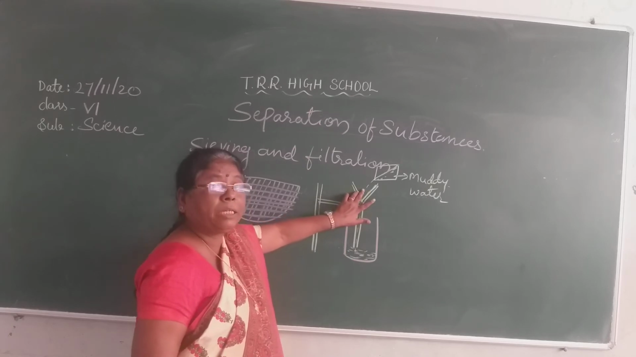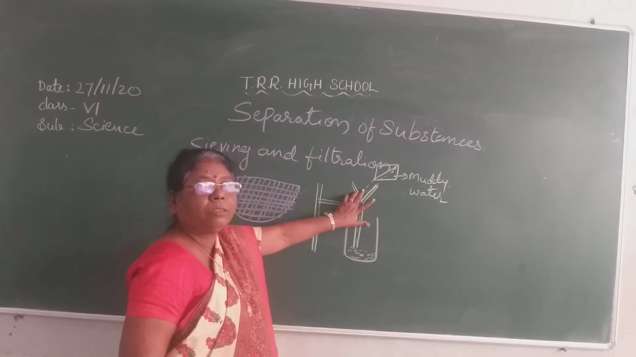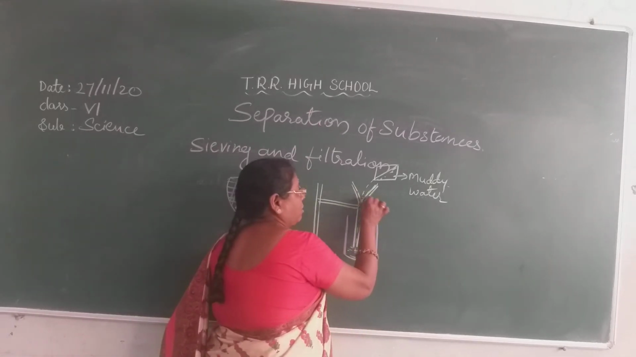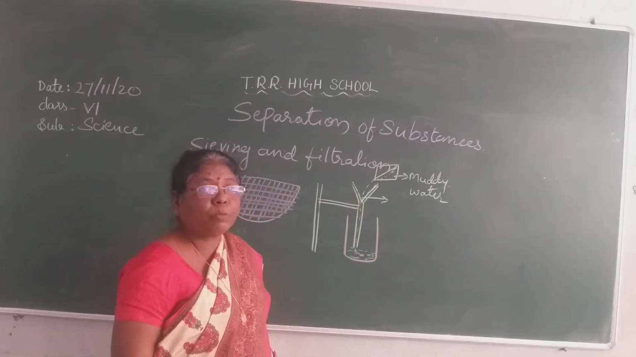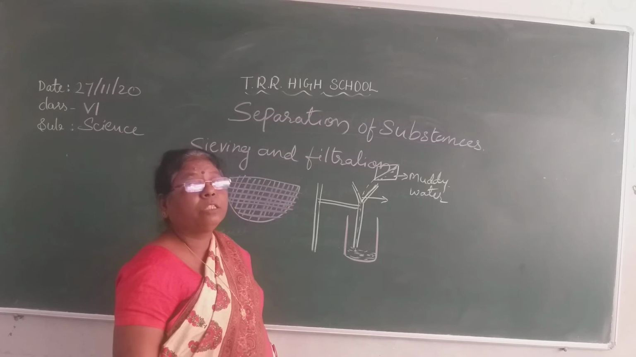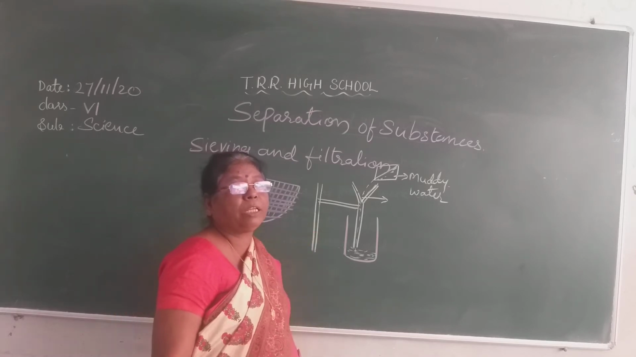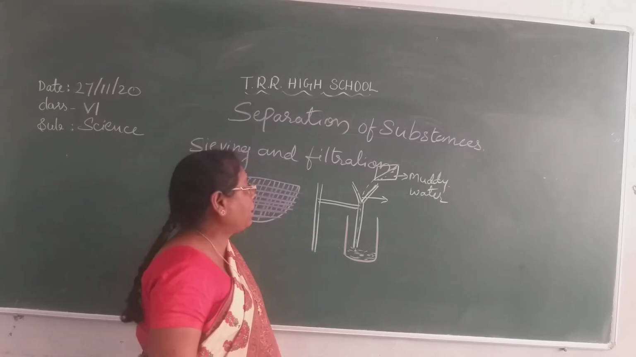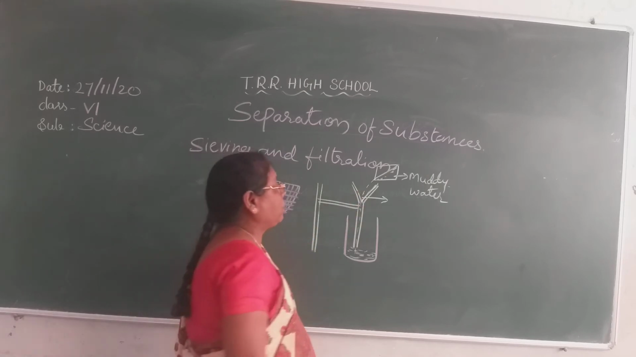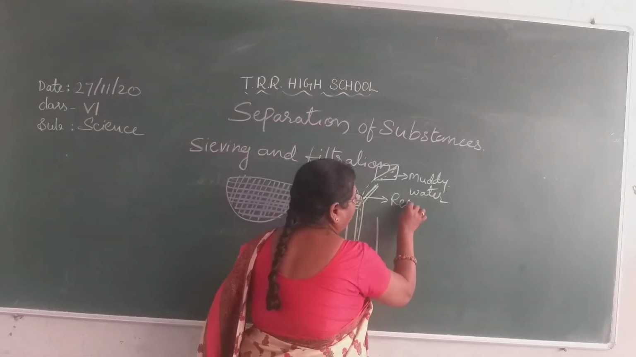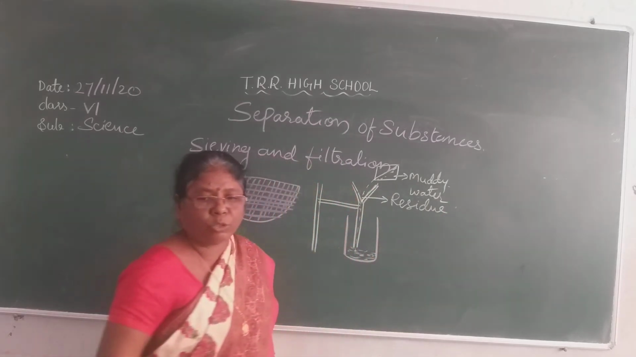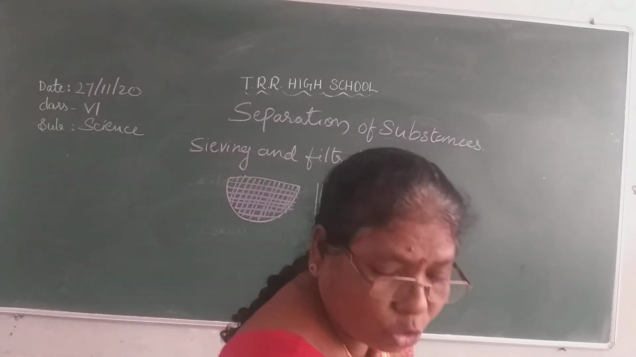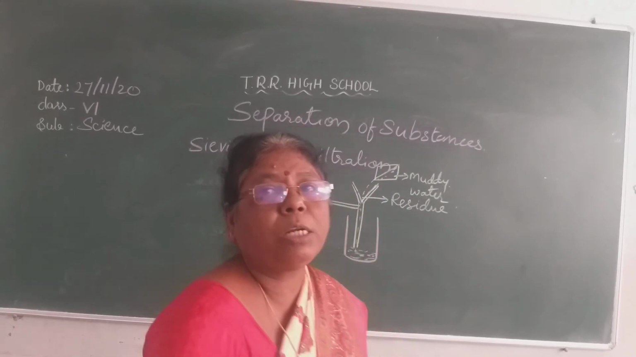What is collected on the filter paper then? Mud particles. It is undissolved particles. The substance which is not soluble in water is called undissolved substance, that is called residue. Understood? Undissolved particles which are not soluble in water are called residue.